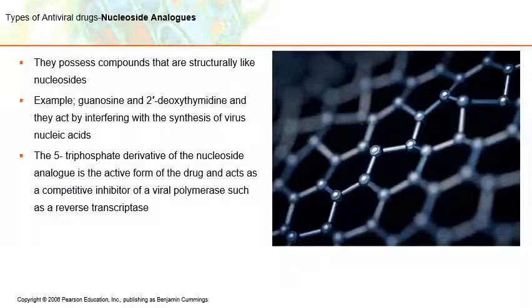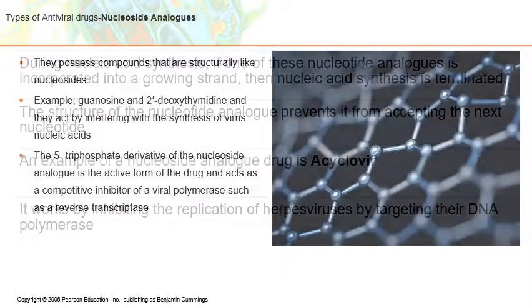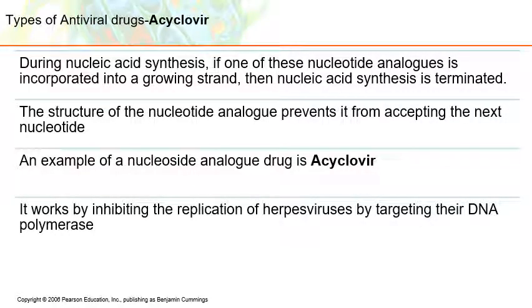They have a structure that looks like the nucleoside. Examples are guanosine and 2-deoxythymidine, and they act by interfering with the synthesis of this viral nucleic acid. So they act as a competitive inhibitor during virus replication. An example of this is acyclovir. It's a drug that looks similar to natural nucleoside, and it can be incorporated in the viral DNA or RNA chain during replication. Because of its altered structure, it will not allow the chain to continue, that is, the sequence, and it disrupts the virus' ability to reproduce.